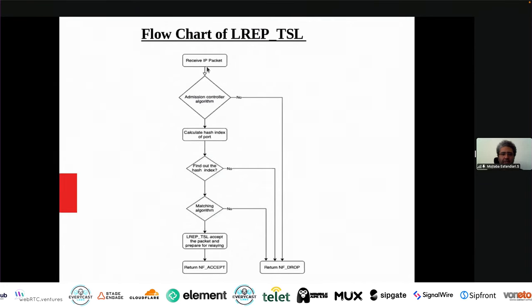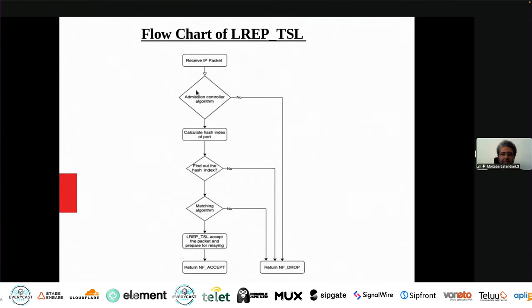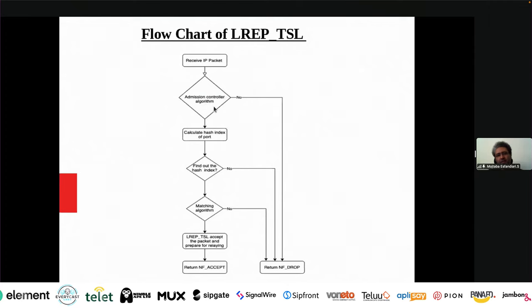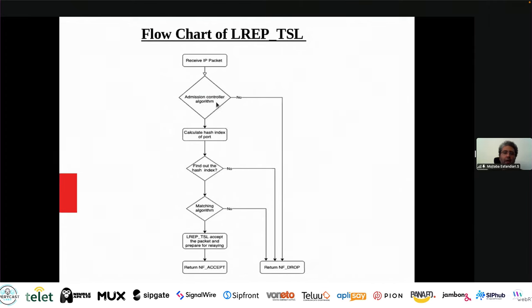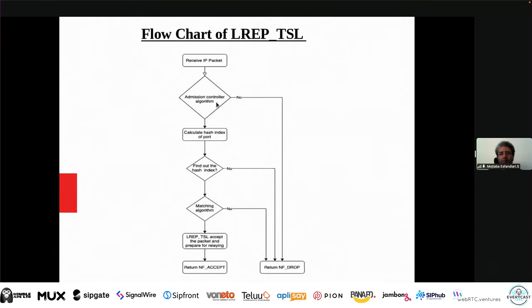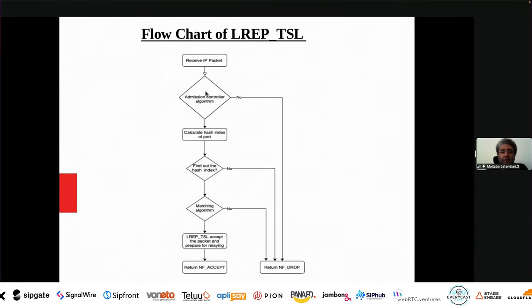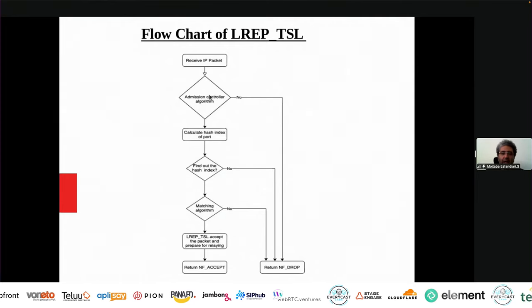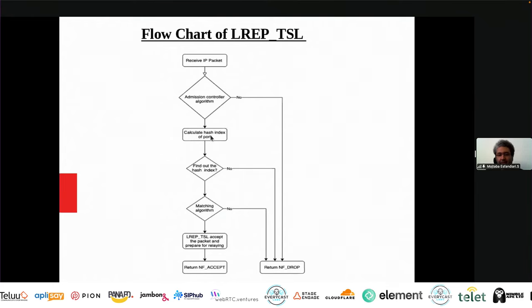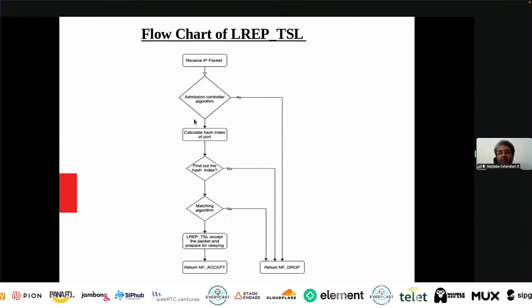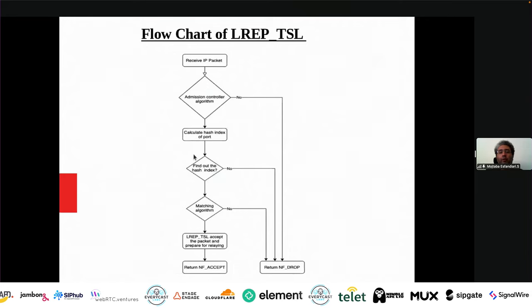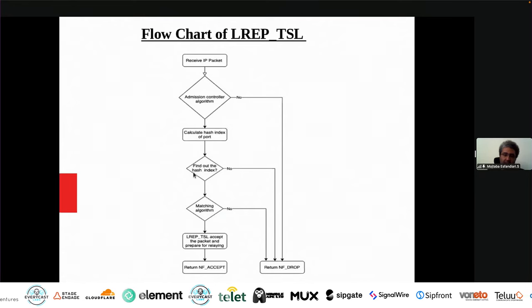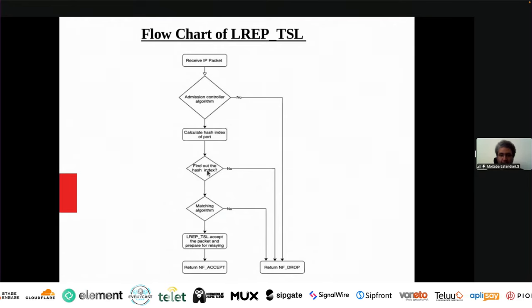When the IP packet is received, go to the next step. The next step is the admission control algorithm, which checks whether the packet is real or not, or whether the packet is related to a current session or not. After that, calculate a hash index of the packet for searching in the hash table in the Linux kernel module.